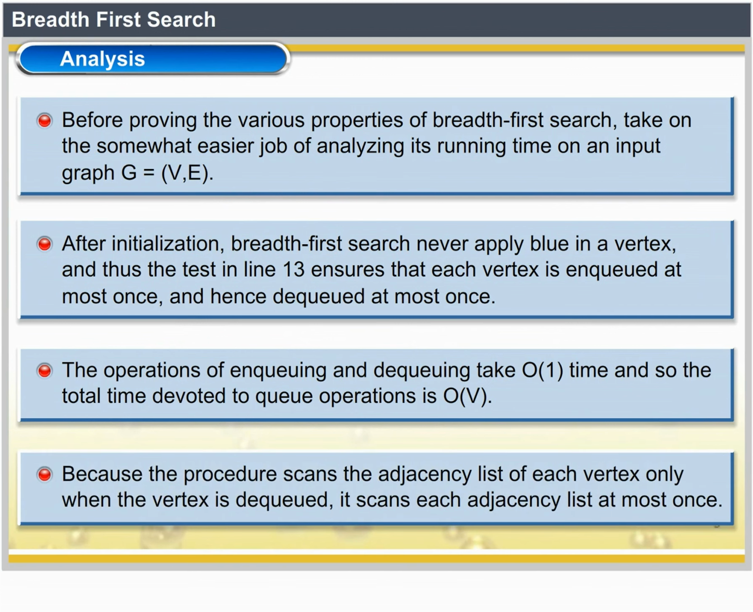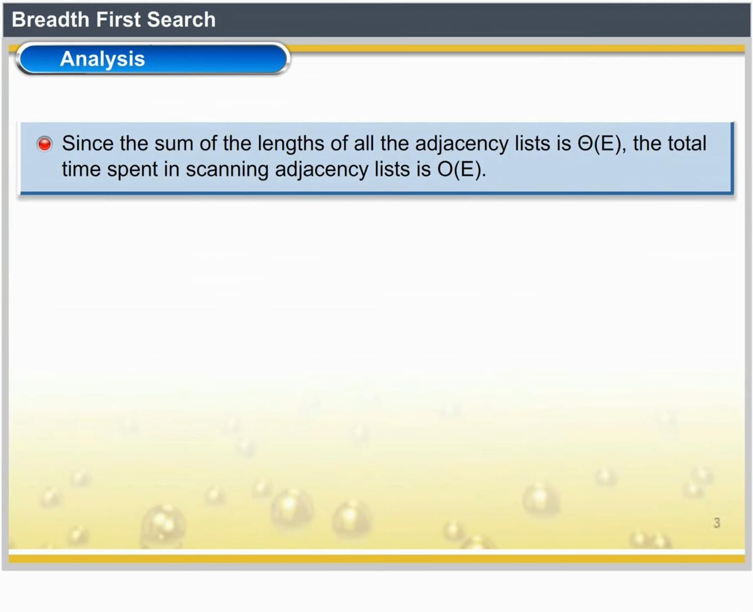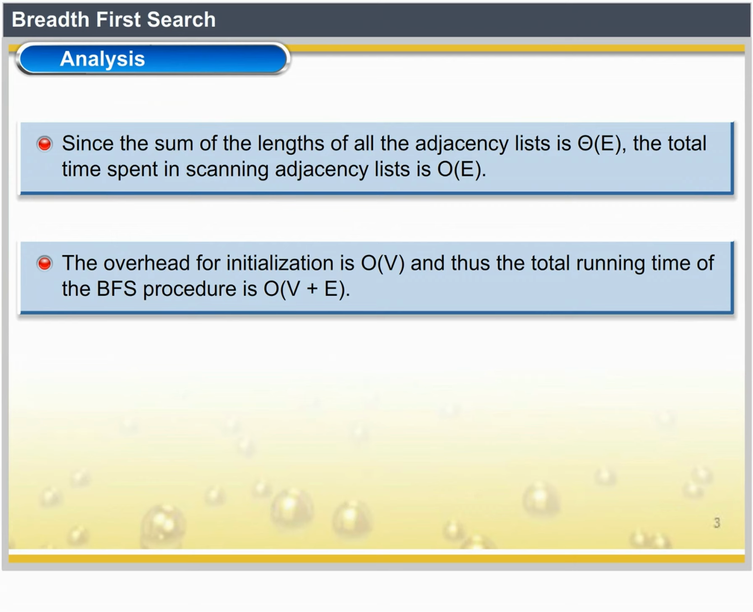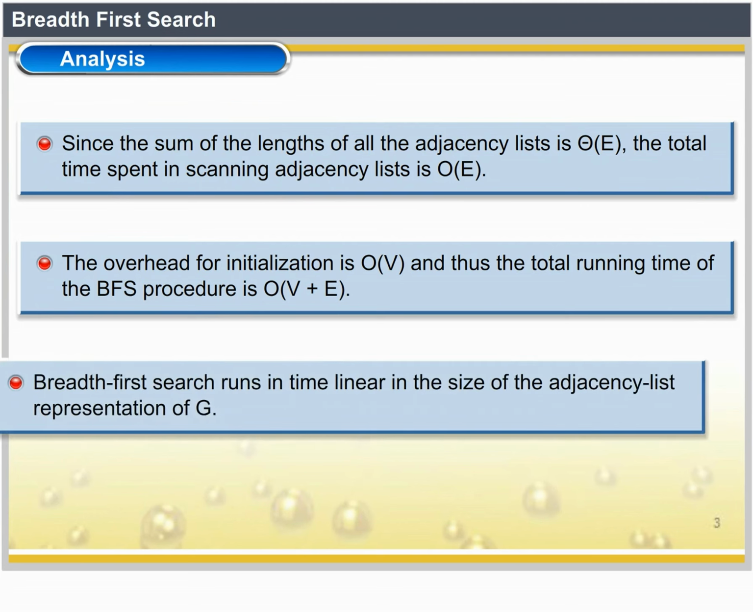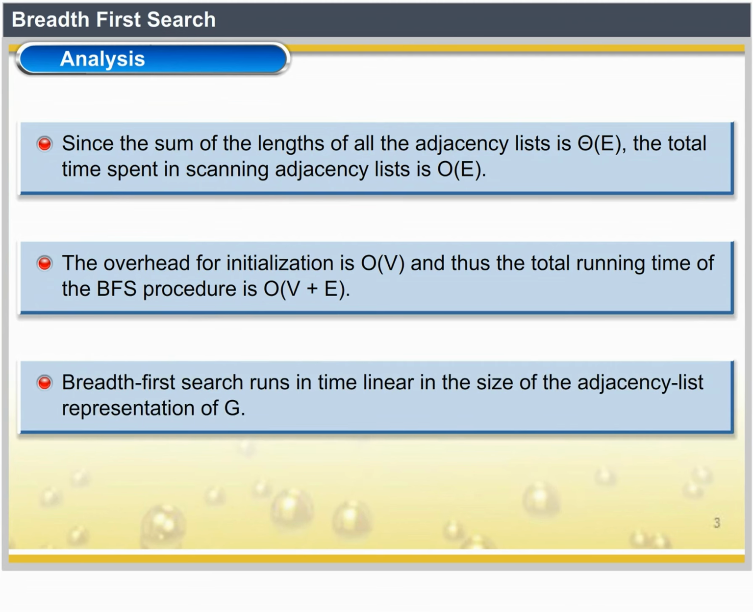Because the procedure scans the adjacency list of each vertex only when the vertex is dequeued, it scans each adjacency list at most once. Since the sum of the lengths of all the adjacency lists is Θ(E), the total time spent in scanning adjacency lists is O(E). The overhead for initialization is O(V), and thus the total running time of the BFS procedure is O(V + E). Breadth first search runs in time linear in the size of the adjacency list representation of G.